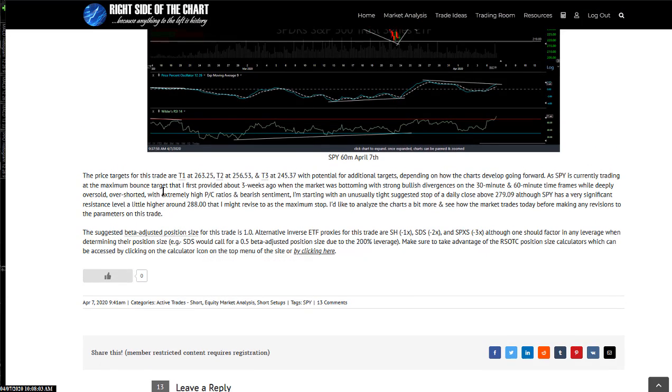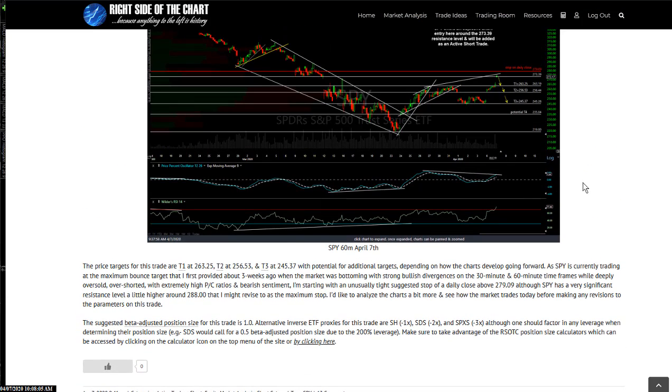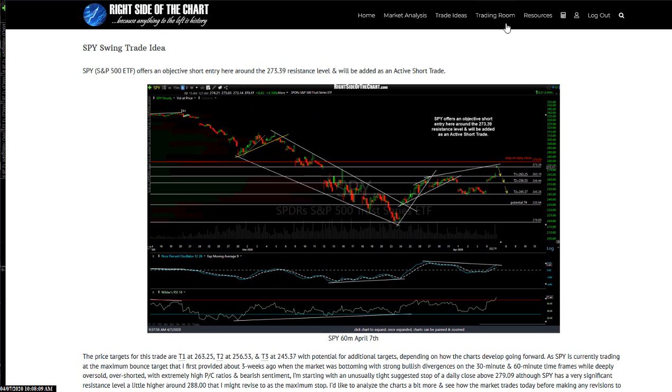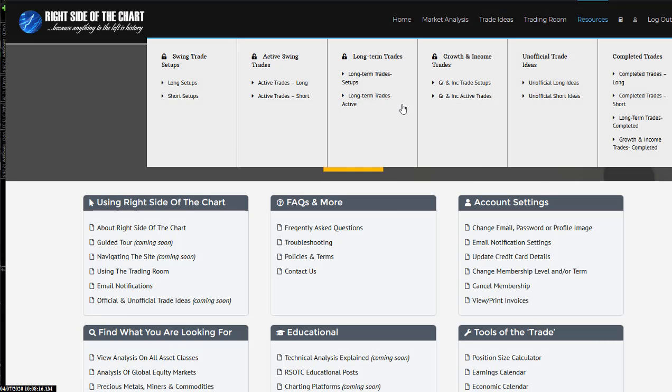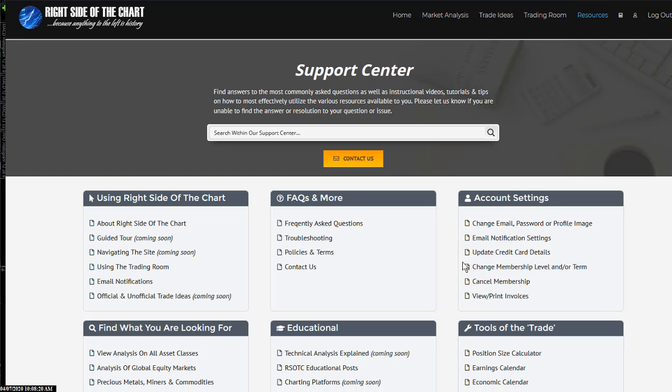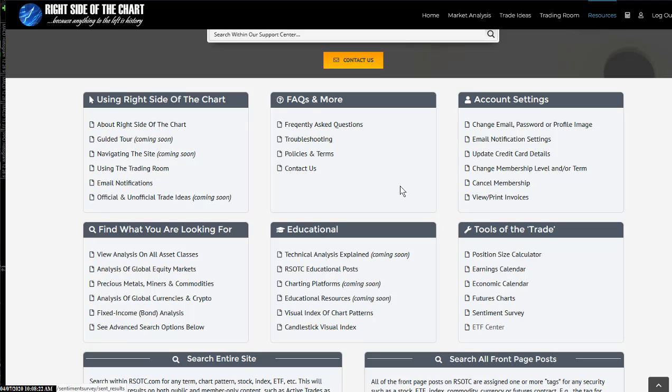A typical position is usually this right here, the SPY, the S&P 500. And so again, there's more on that. The FAQ page is found here under resources. You click on that, you're going to go into the Right Side of the Chart support center. When you're logged in, you're going to see account settings right here. A lot of things you could do, tools of the trade, very useful stuff.